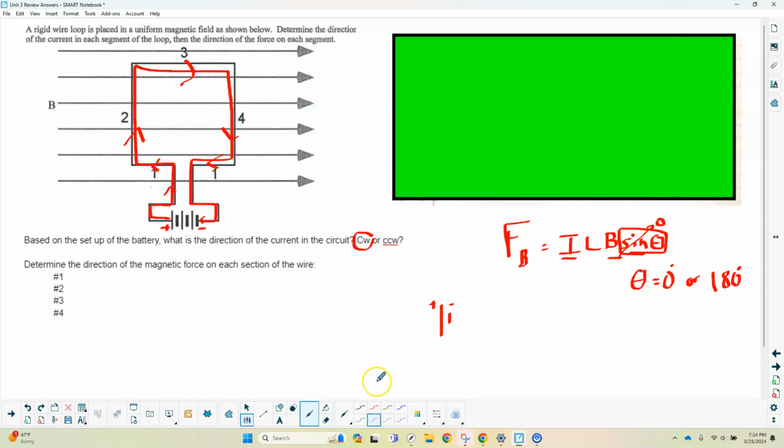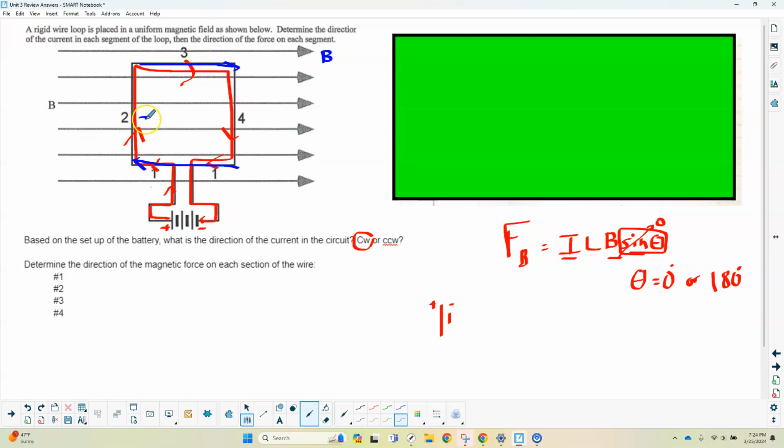So if you look at section 1 of the wire, the current's going that way, so that would be anti-parallel. And if you look at 3, it's going parallel. It's going the same direction as the magnetic field lines. So section 3 and section 1 both have no magnetic force. But 2 and 4 do have them, so we're going to look at the forces.